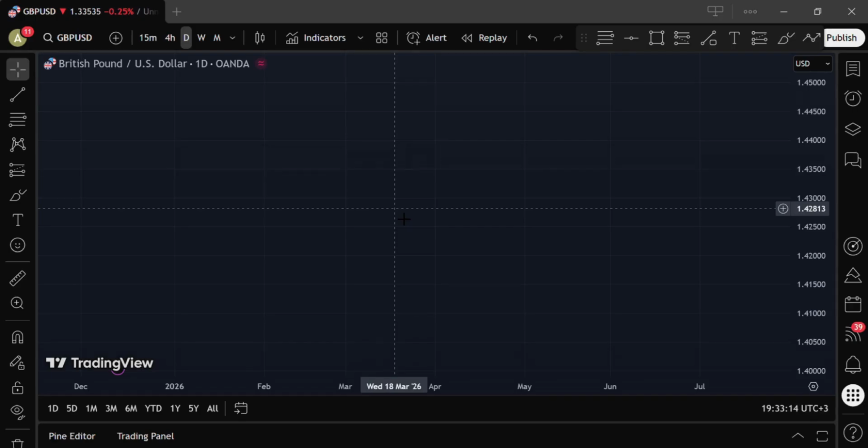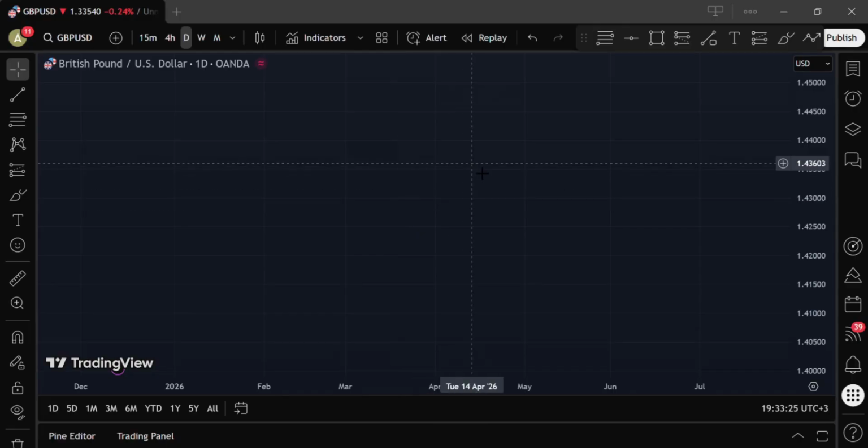Hey guys, I want to show you how to use fair value gaps to trade, and this is the simplest way to trade. If you are a beginner and you are struggling, you can try this method and then see if you can get something from the market.